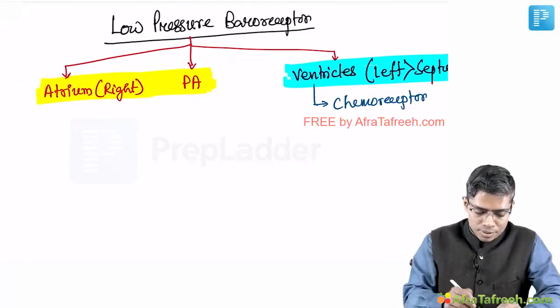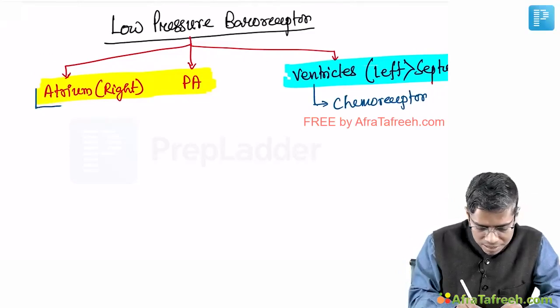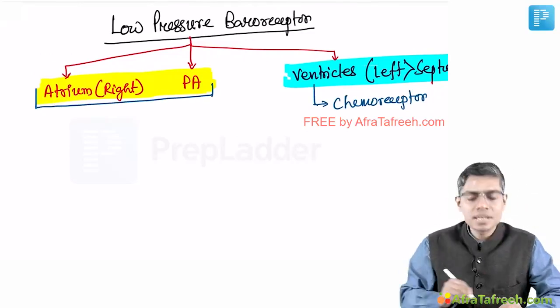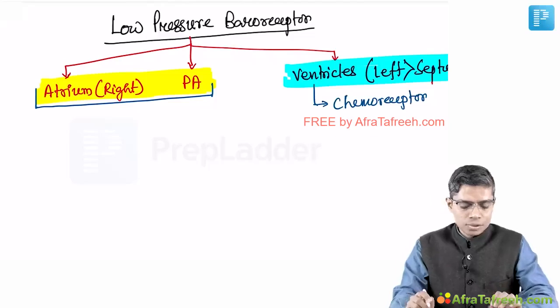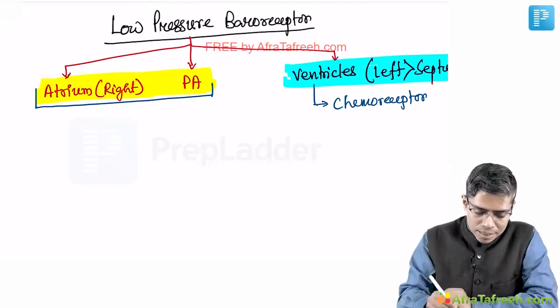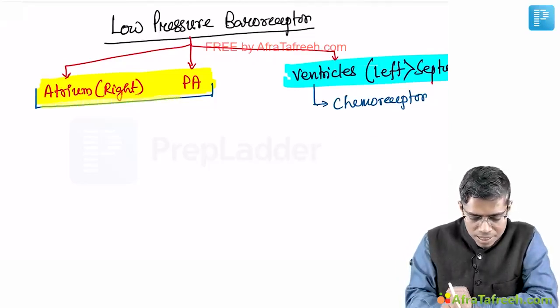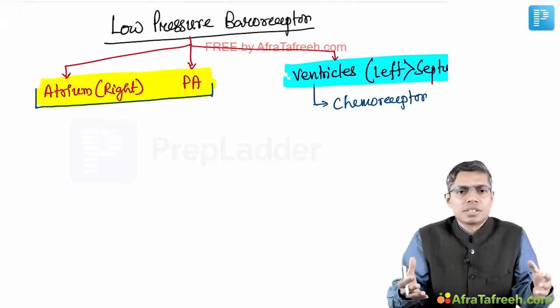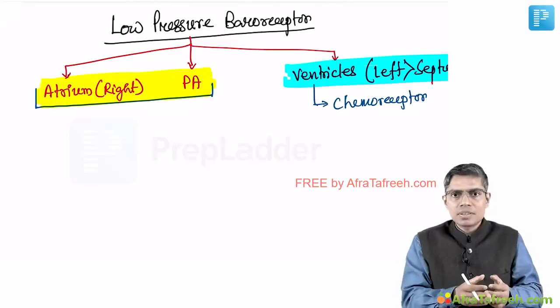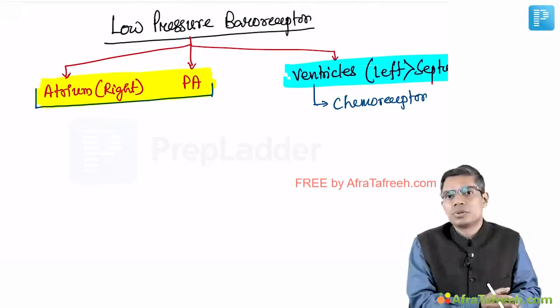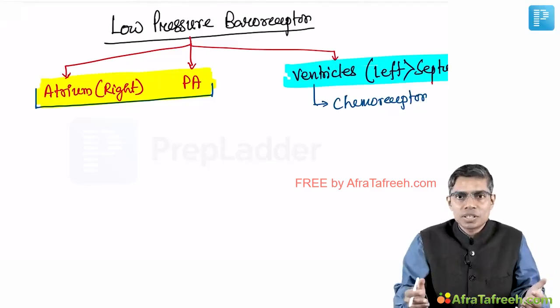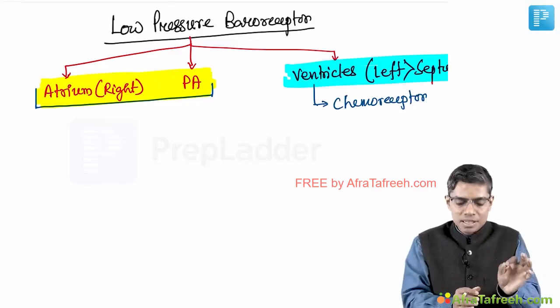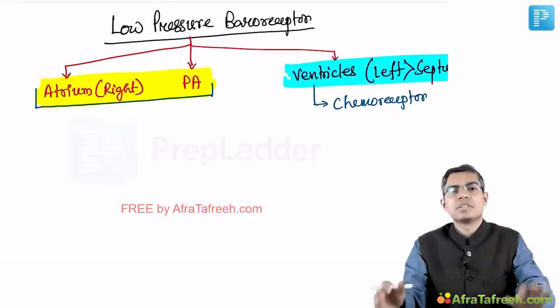So first we are going to discuss this atrium and pulmonary artery baroreceptor. If I ask you that this receptor located at the level of right atrium, what is the pressure inside the level of right atrium? Is that very high pressure or low pressure? Low pressure. That's why this baroreceptor is working at the level of low pressure zone. Similarly, at the level of pulmonary artery, low pressure zone. That's why this is specially known as low pressure baroreceptor.